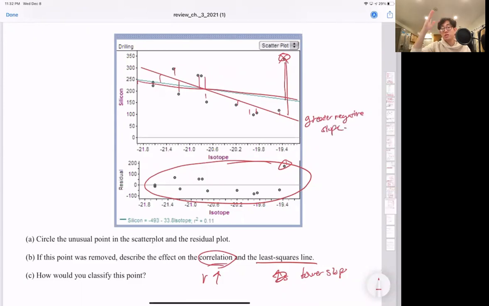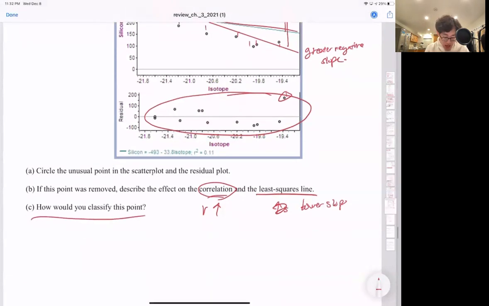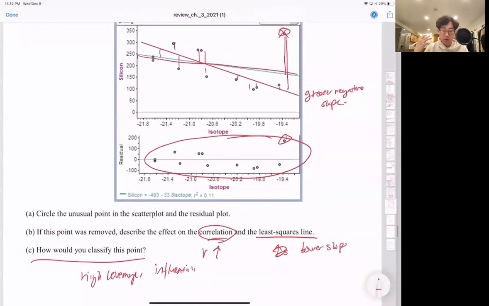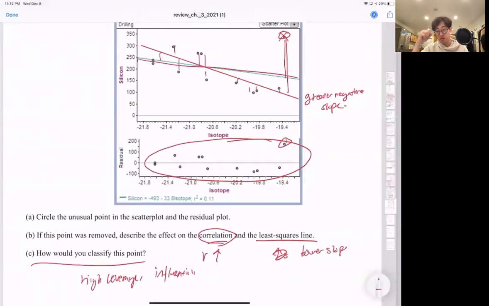Yeah, so it's going to be more tilted in the negative direction. So it's going to have a higher magnitude of slope, but then it's going to have a negative direction. So correlation will definitely increase. How would you classify this point? High leverage. And this is definitely influential because it definitely creates that tilt, creates that change in the slope.